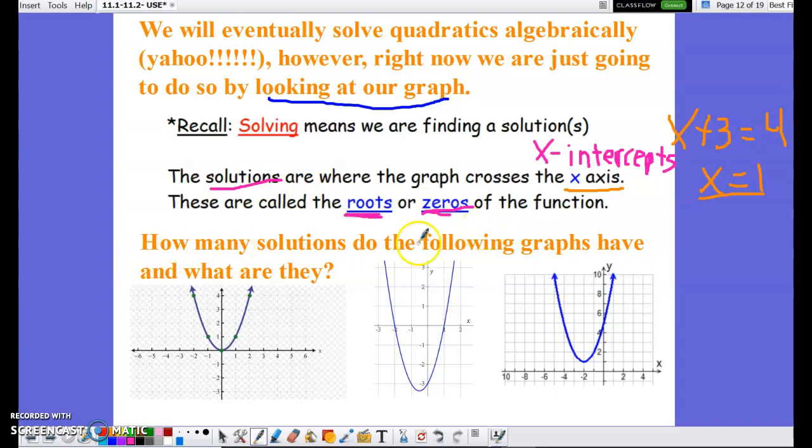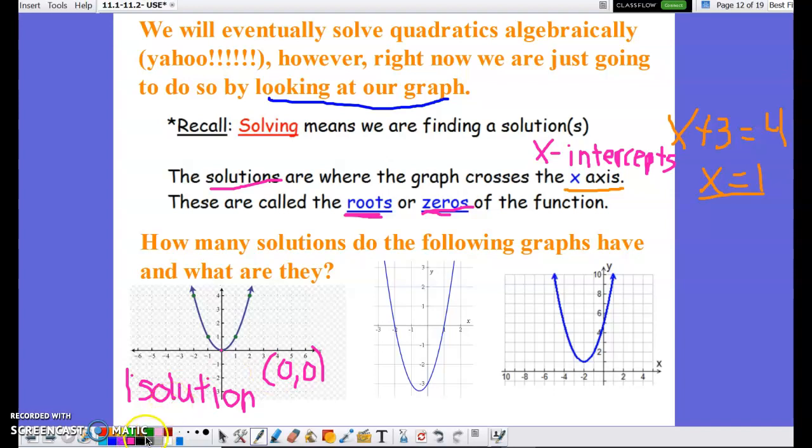So if we look at the following graphs below, it says how many solutions do the following graphs have and what are they? Well, if we look at the first one, to see where it crosses or touches the x-axis, it looks like it is right here, right at the vertex. So it only touches it at one point. So here we would just have one solution. So that's one option. You could potentially have one solution, and the solution to that quadratic is the point (0, 0), which is also the vertex.